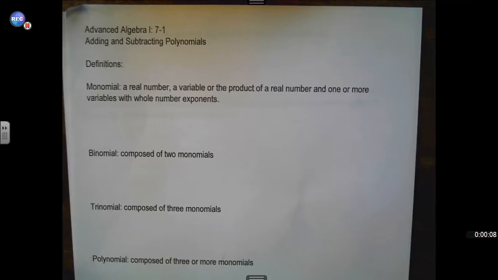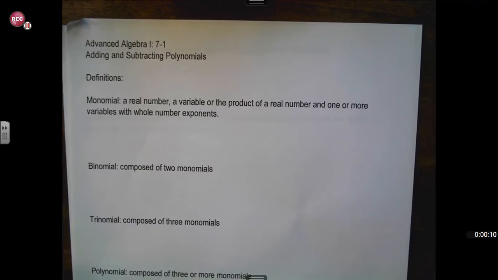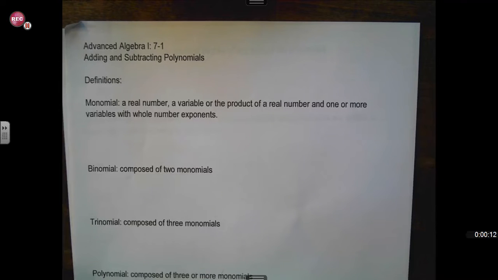Okay, this is the video for topic 7, section 1, adding and subtracting polynomials, or adding and subtracting like terms within a polynomial.